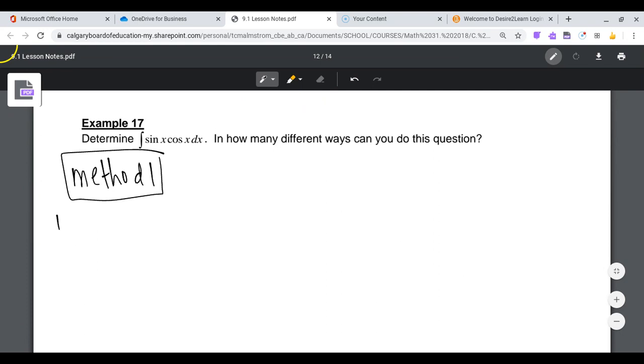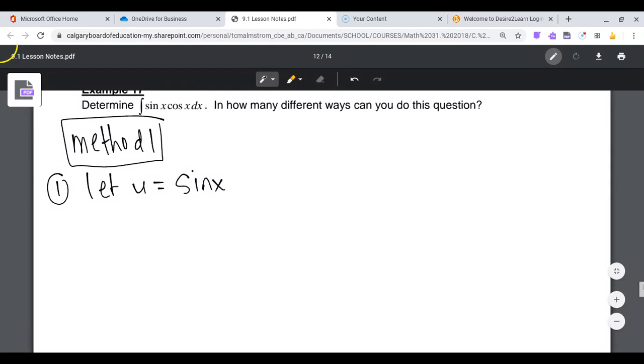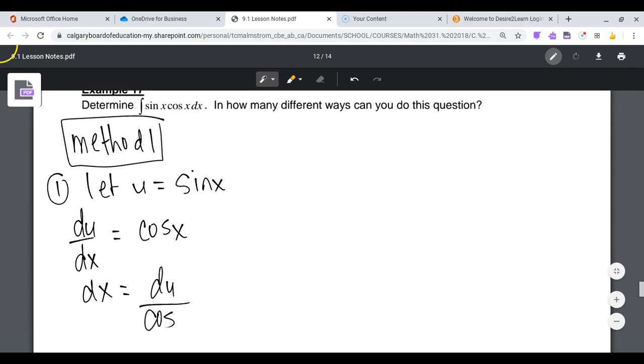Well, I could let u equal sine x. Okay, so let's see what happens if I do that. What would be the derivative of sine? So du dx, the derivative, not antiderivative, derivative of sine is cos. And when I rearrange that, I would have that dx is equal to du on cos.